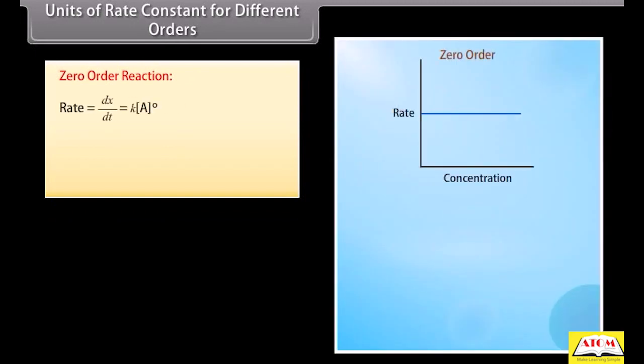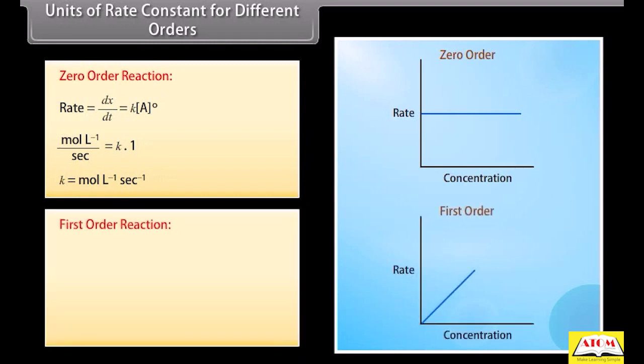Units of rate constant for different orders. Zero-order reaction. Rate is equal to dx by dt, which equals the product of k and [A] raised to the power 0. Thus, units of rate constant for zero-order reaction are mole per liter per second. First-order reaction. Rate is equal to dx by dt, which is equal to the product of k and [A] raised to the power 1. Thus, the unit of rate constant for first-order reaction is per second.